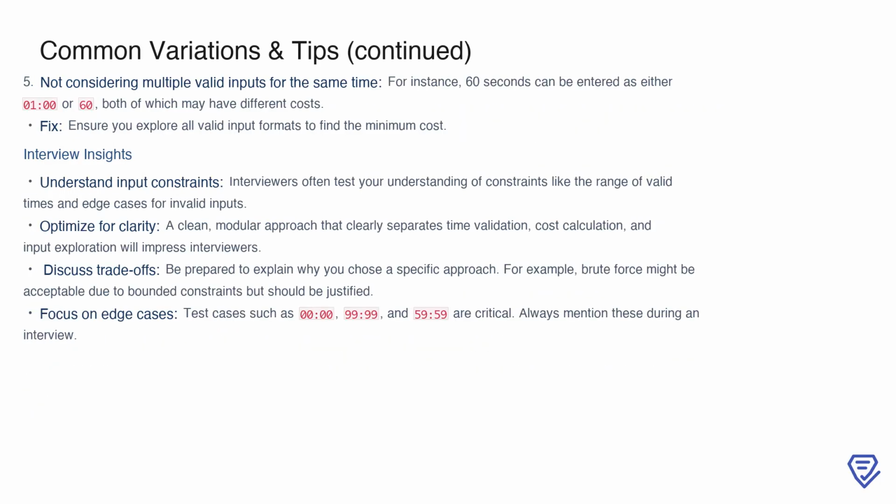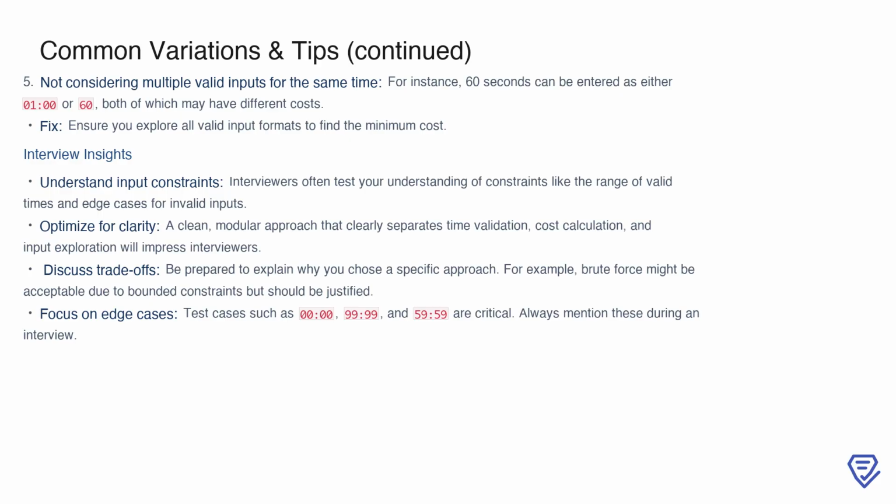Another challenge is failing to consider multiple valid inputs for the same time. For example, 60 seconds can be entered as 1:00 or simply 60, and each format may result in different costs depending on the number of button presses. To find the minimum cost, it's crucial to explore all valid input options.